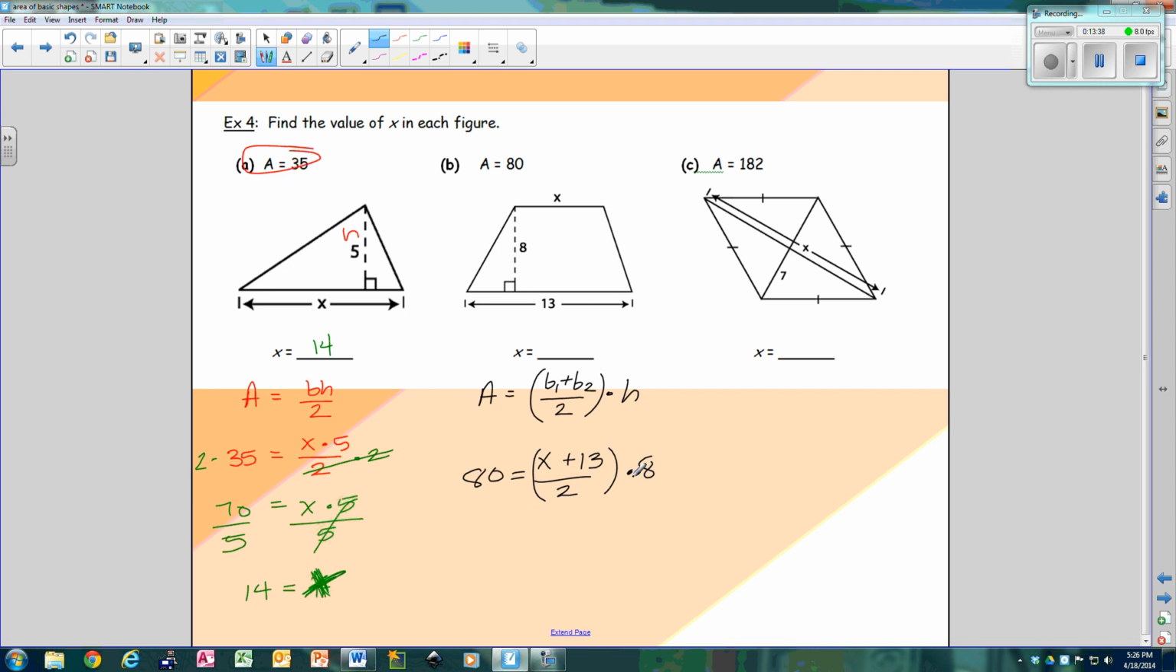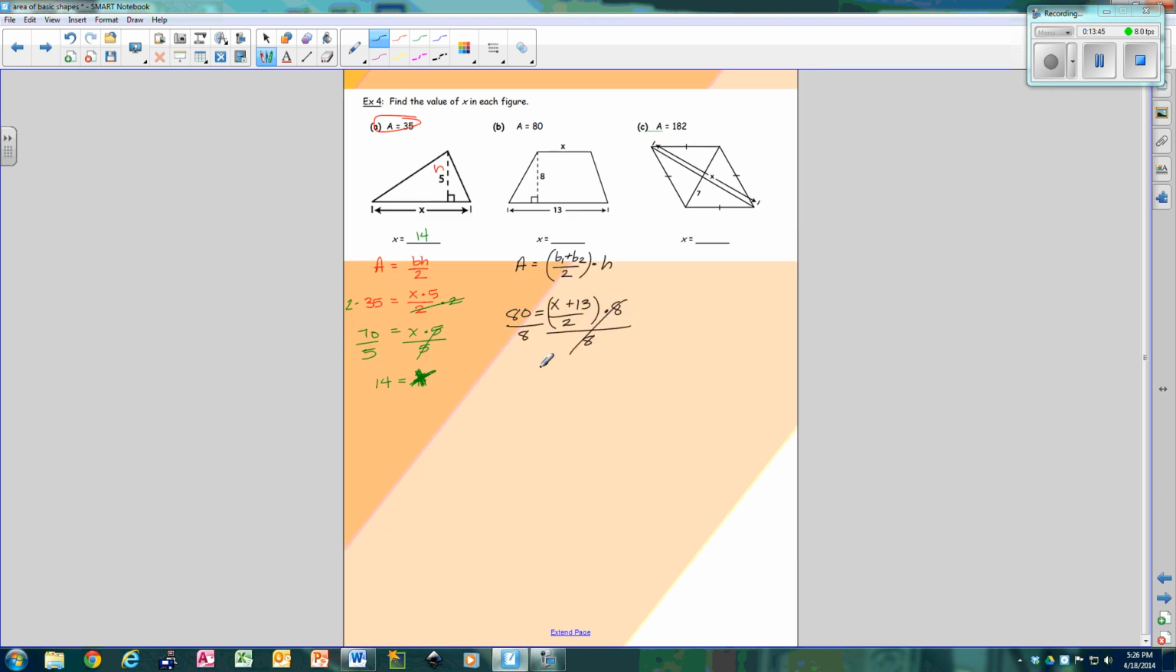Okay, so since I'm multiplying by 8, what would happen if I divided by 8? 8 would just cancel out. So now I've got 80 divided by 8, which is 10, equals x plus 13 over 2. Now it looks like this one over here, and I can multiply by 2 to make it cancel out. So now I've got 20 equals x plus 13. Subtract 13, and I get that the first base up here is actually 7 units.